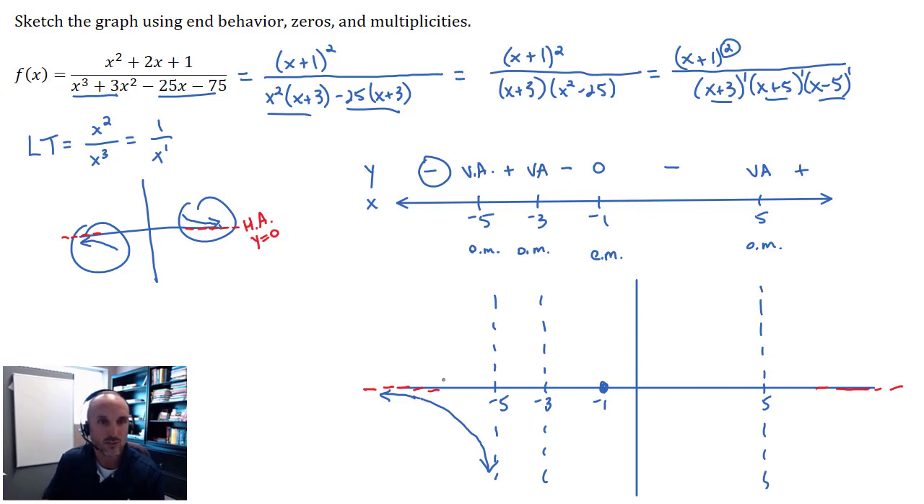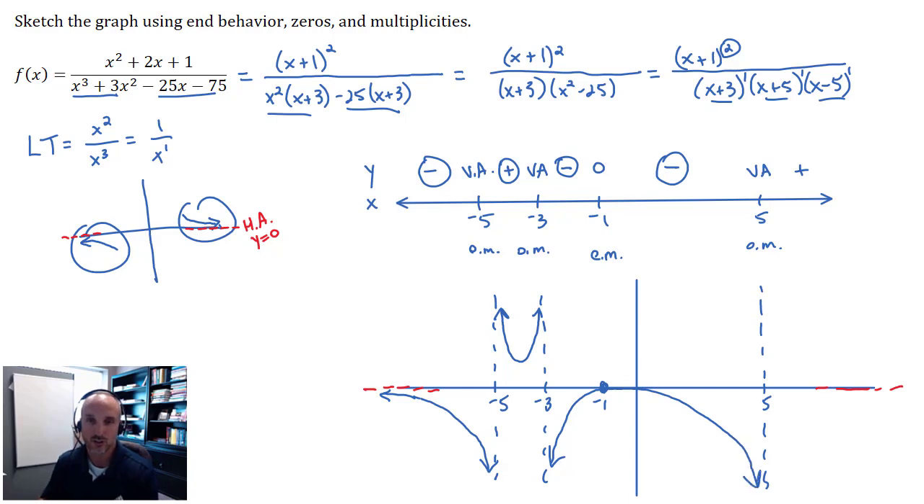So let me clean this up a little bit. My graph looks something like that to the left of negative 5. Between negative 5 and negative 3, I'm above the x-axis, so I have to deflect to positive infinity near both vertical asymptotes. Between negative 3 and negative 1, I have to deflect to negative infinity as I get close to my vertical asymptote. Between negative 1 and 5, I'm below the x-axis, and I have to deflect to negative infinity as I get close to my vertical asymptote.